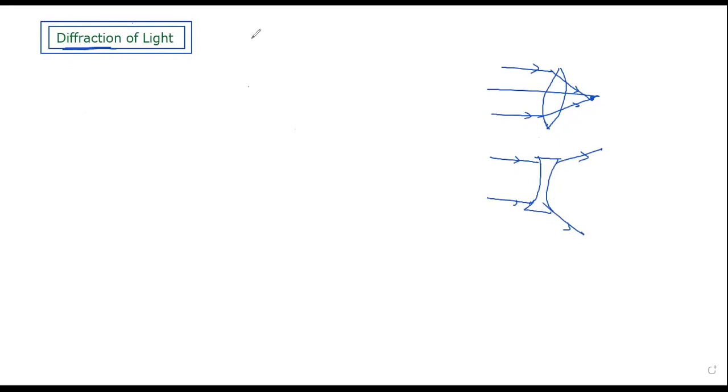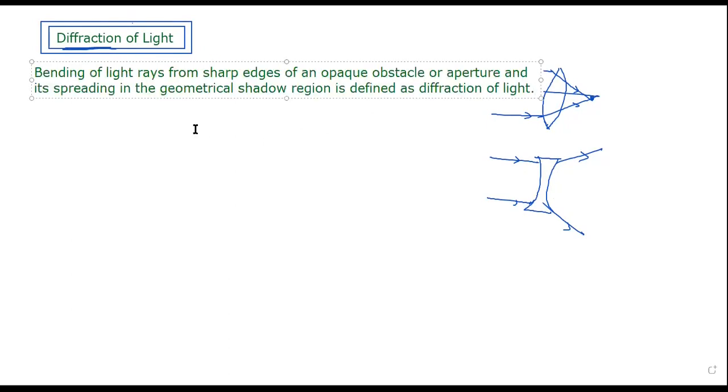So let me write a few words here so that you understand better. Look at this definition of diffraction: the bending of light rays from the sharp edges of an opaque obstacle. The obstacle should be opaque in nature, not transparent, like your lenses are transparent. Light should not pass through that object. It should be opaque.